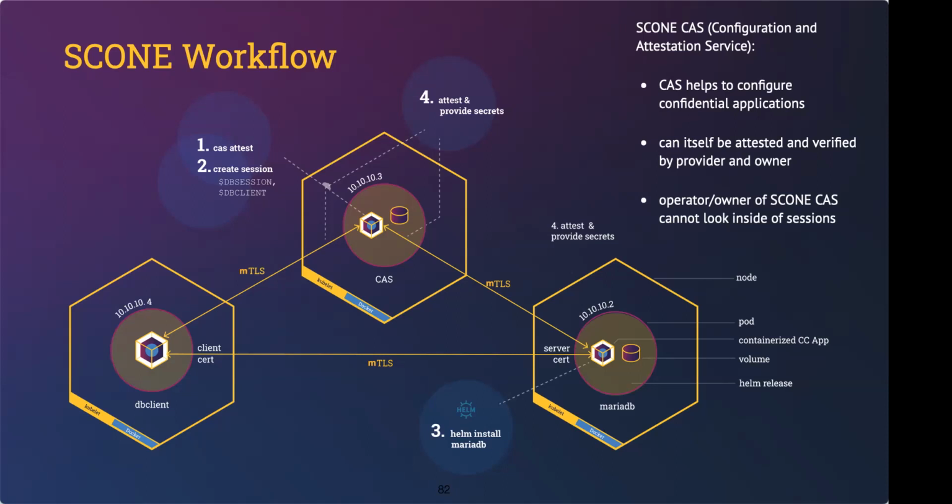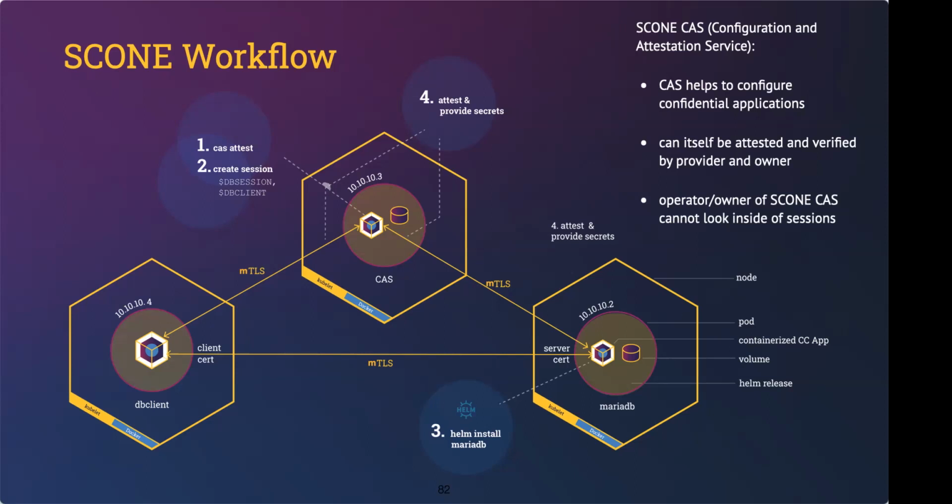And then the CAS, what it does is checks, is that TLS connection that I get, this mutual TLS connection that I get here, from a MariaDB. So is the state of that enclave, the initial state, is that as expected?